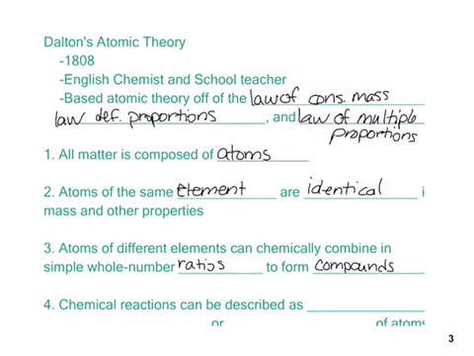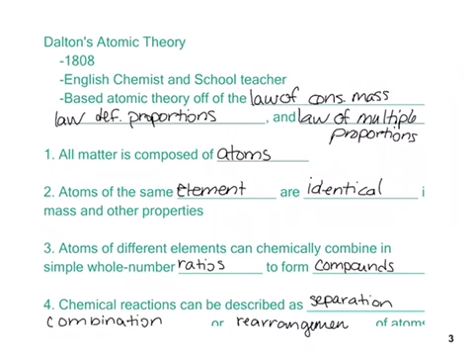And chemical reactions can be described as either separation, combination, or rearrangement of atoms. And so Dalton's theory was widely accepted, but there are some flaws to it, which we'll talk about later.